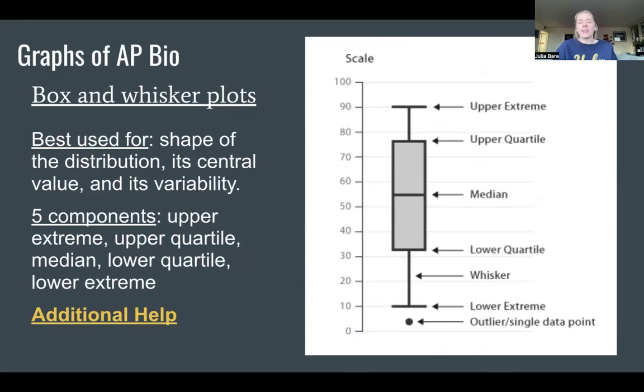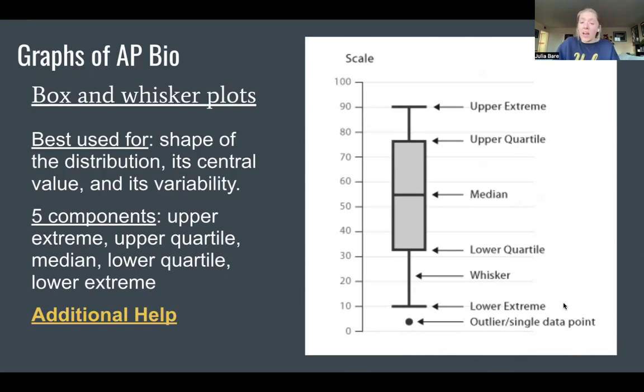Now, the last type of graph that we're going to look at is called a box and whisker plot. And box and whisker plots are typically going to be used for showing the shape of a distribution, its central value, and its variability. Now, people often get confused about box and whisker plots versus error bars. Box and whisker plots and error bars are showing completely different sets of information. It's really important not to overlap the two because they're showing completely different sets of information.